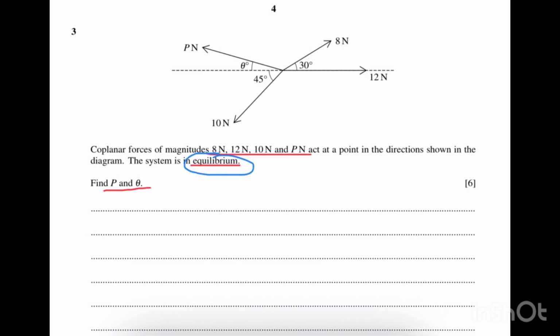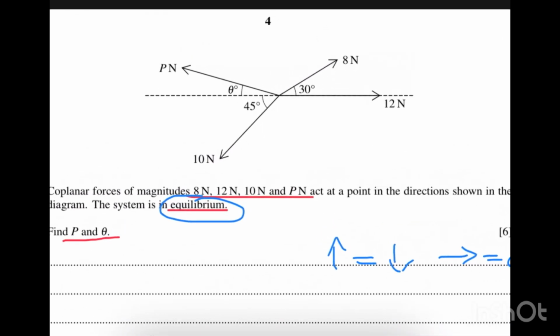What that means is that it is in equilibrium both vertically and horizontally. So the criteria for that is that the forces acting upwards must be equal to the forces acting downwards, and the forces acting leftwards must be equal to the forces acting rightwards. So let's resolve these forces.